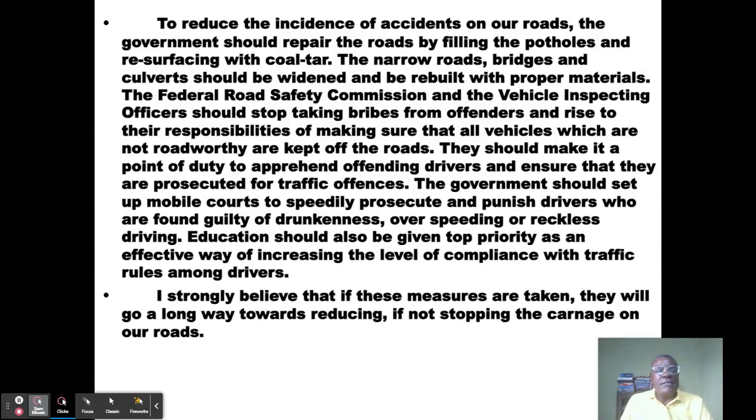And then it's now time to conclude. And since you have adequately discussed the issues, you can just conclude in a very, very straightforward manner. And here is how you can do it. I strongly believe that if these measures are taken, they will go a long way towards reducing, if not stopping, the carnage on our roads. Okay, so this is a very, very good way to actually bring your article to an end.